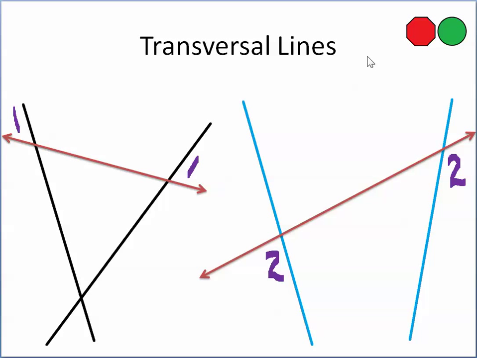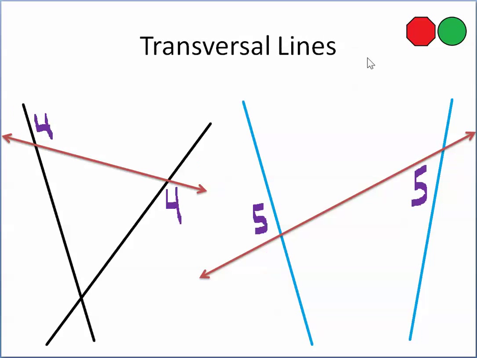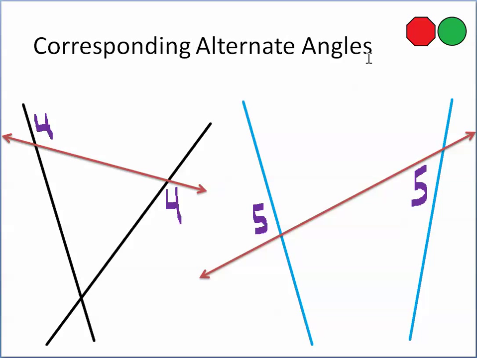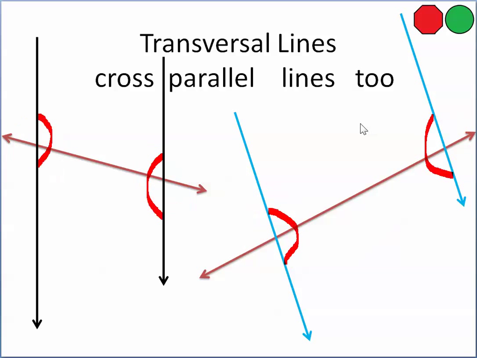What are these? Exterior same side angles. What are these? Corresponding alternate angles. Transversal lines cross parallel lines too, and we're interested in the names and the relationship that the angles have to each other where the transversal line crosses them.